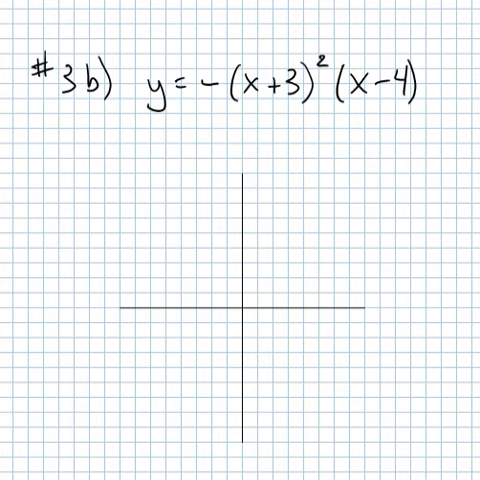Okay, so here's number 3B from the review, and you're supposed to sketch a graph given the information that you see in front of you there. So there's a few things that, just like in your journal question that I had you do, that you can tell right away just by looking here.